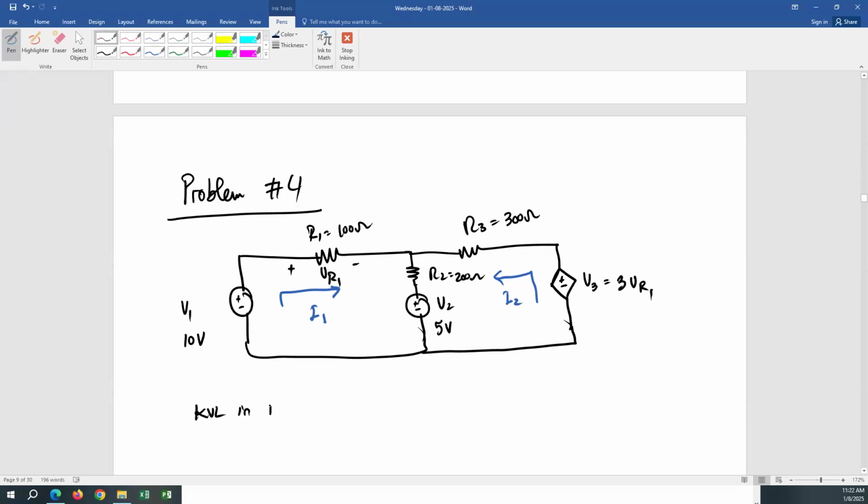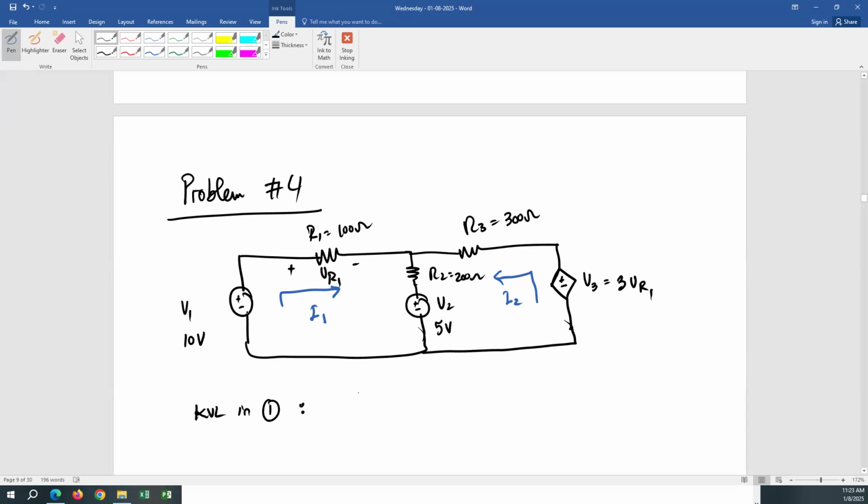KVL in loop 1. What will be the KVL equation? V1. Okay. Well, if you're putting on the other side of the equation, it's going to be plus V2. But if you're putting V1 and V2 together, then that's going to be minus V2.